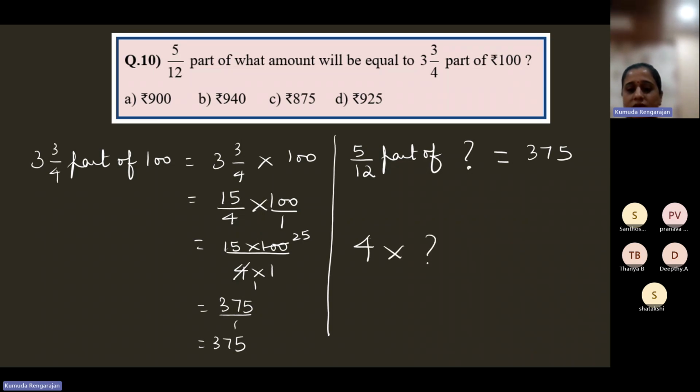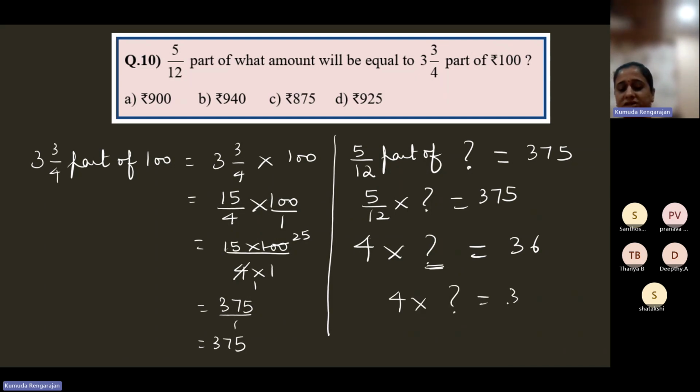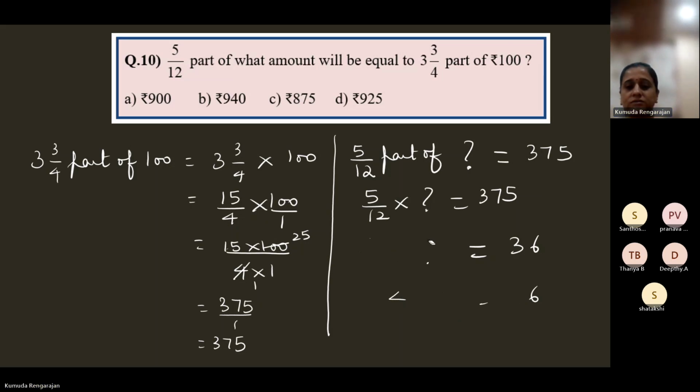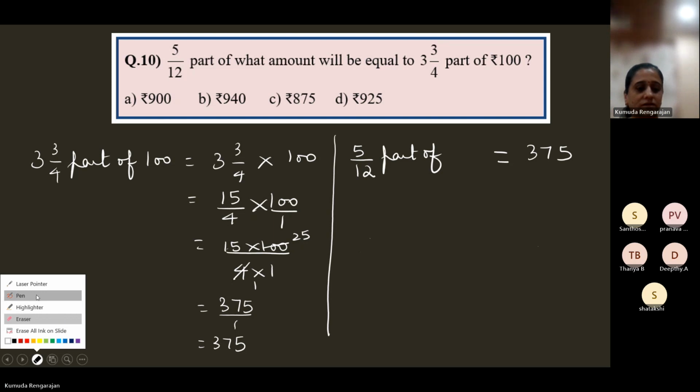So if you have 4, see, of means multiplication. Supposing you have 4 into what is 36. How will you get this answer? 36/4. See, we have a situation like that involving a fraction. 5/12 part of what is 375? Of means into, right? So next step will be 5/12 into what is 375. So if you have 4 into what is 36, 4 into 9 is 36. And how do you get the answer 9? 36/4. So here you take that part of what as x. Take this as x.